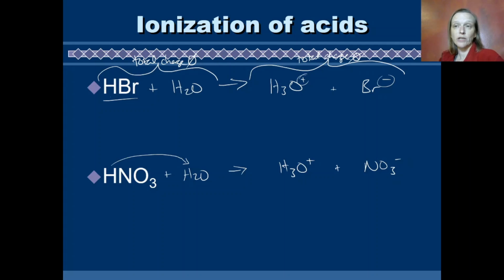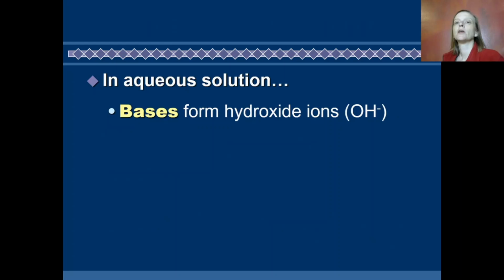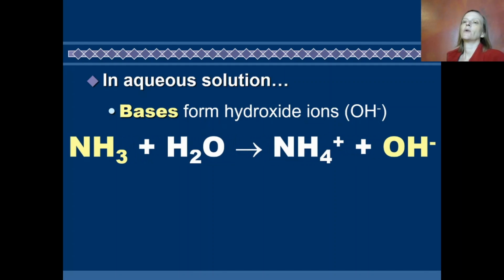That's what an acid is, according to Arrhenius. So, what's a base? According to Arrhenius, a base forms hydroxide ions in aqueous solution. So here's an example of ammonia and why ammonia would be classified as a base according to the Arrhenius definition. And what we see here is that ammonia, NH3, actually steals a hydrogen ion, a proton, from water to become NH4.